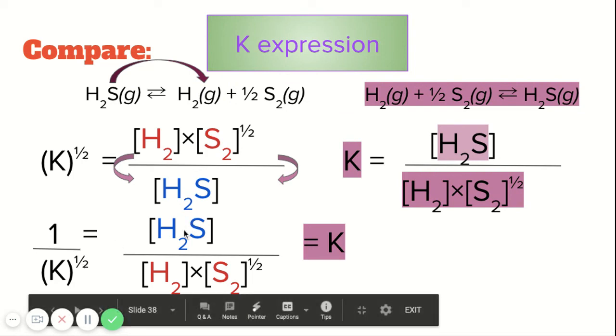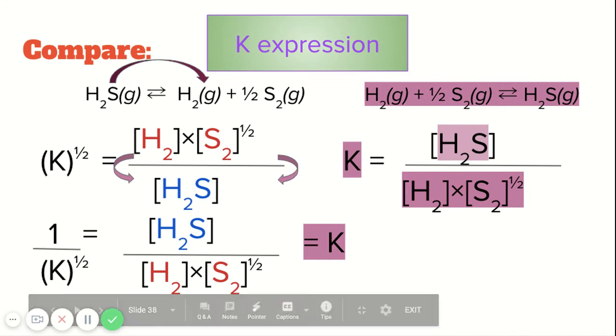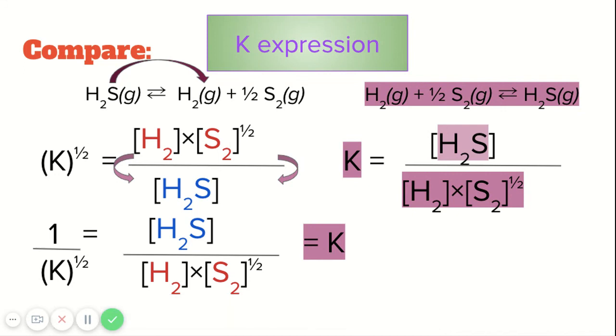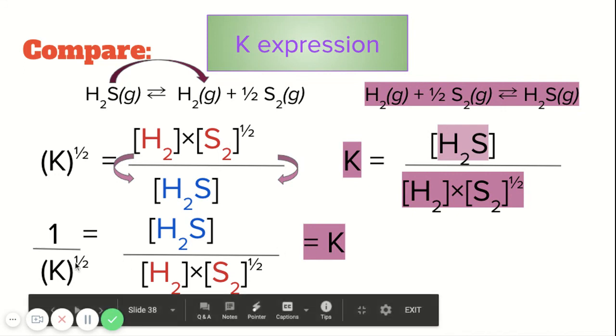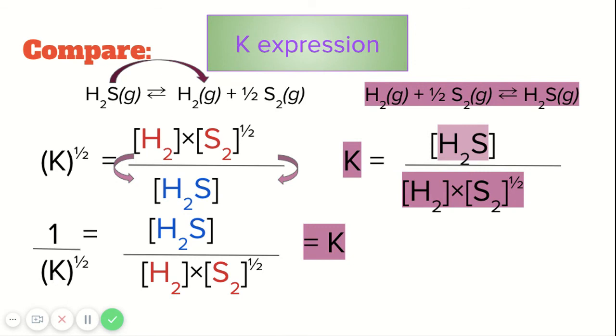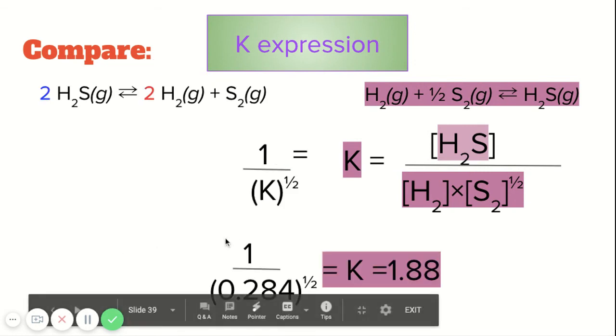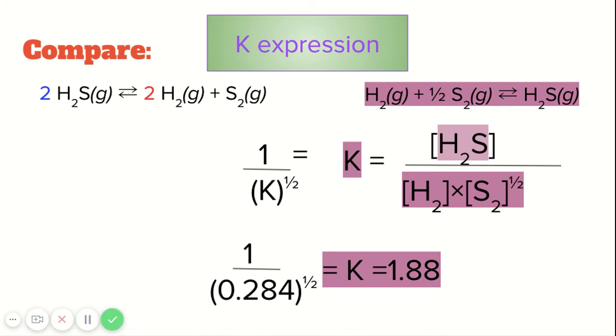But I want to show that if I take the reciprocal of this expression, I end up with exactly purple k. So to solve for purple k, the new reaction, all I have to do is take the reciprocal of the square root of the old k. I can do that. The reciprocal of the square root of the old k is 1.88. So the k of the new expression is 1.88.